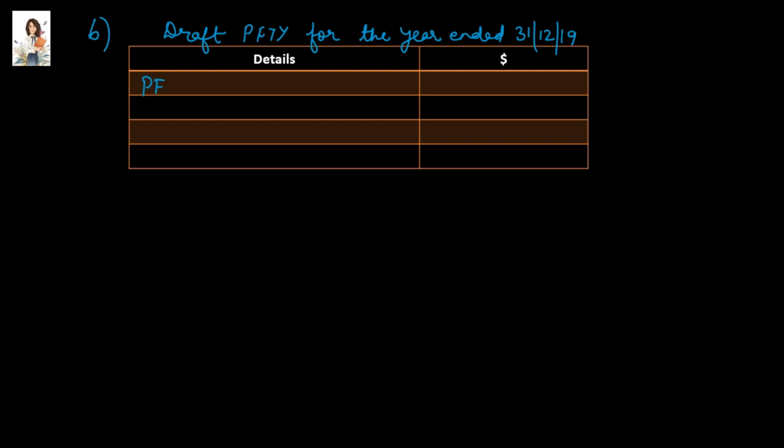We'll start with profit from operations, which we have found out in working note 4. It is $144,000. From this, we need to subtract interest. The company has taken a loan of $80,000 and paid interest of 5% per annum. That means the interest is $4,000. Information about taxation has not been provided in the question, so we can directly find out the profit for the year. It is $140,000 profit for the year. This completes part B of the question.